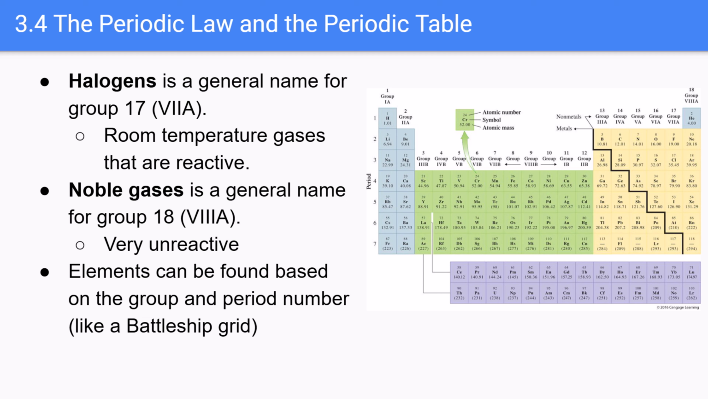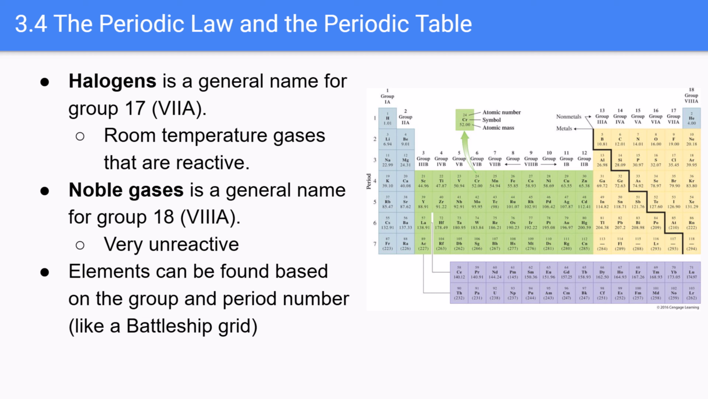That is the second to last group on the periodic table, and those are known as halogens. The term halogen literally comes from the term meaning salt forming. These are typically room temperature gases that are quite reactive, things like fluorine, chlorine. Bromine's actually a liquid, iodine's a solid, but they tend to be quite reactive as well. And then on the far right-hand side, you have what are called noble gases, and that's the general name for group 18. These are very unreactive.